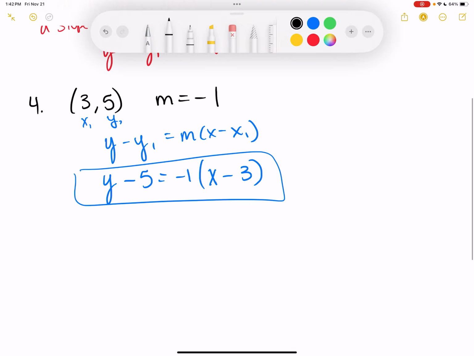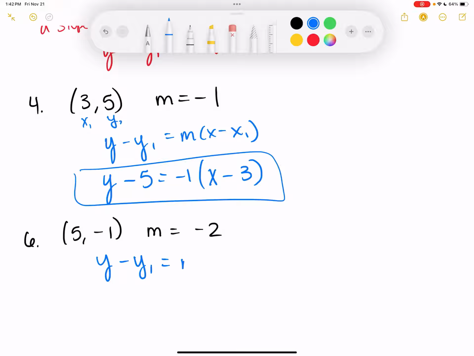All right, (6, 5), (-1), m equals -2. We're going to ingrain this formula in your head. You can put them in the box. y minus y1 equals m times x minus x1.